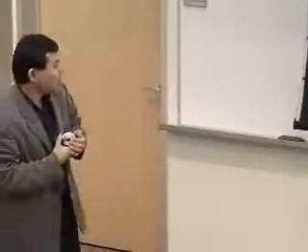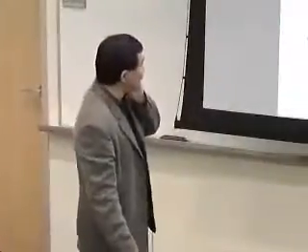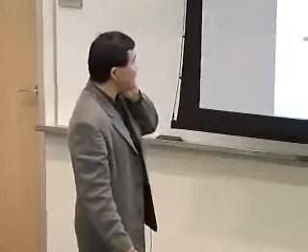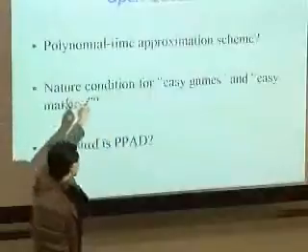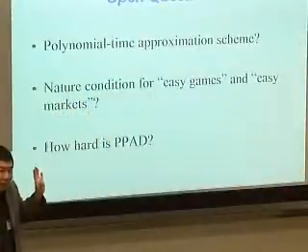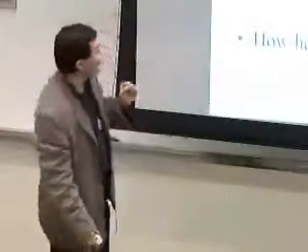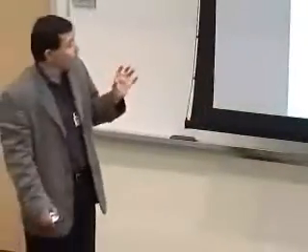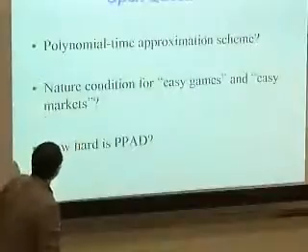And so there are quite a few open questions which I think would be interesting to resolve. The first one clearly is: do we have a polynomial time approximation scheme, if you're allowed to put 1 over epsilon in the exponent? I don't know the answer, so I'm working on that too, but I don't have a very good idea right now. And the other is: what would be the natural condition for easy games and markets?